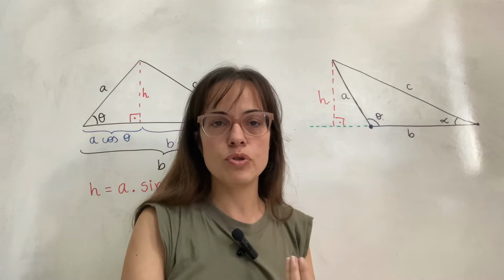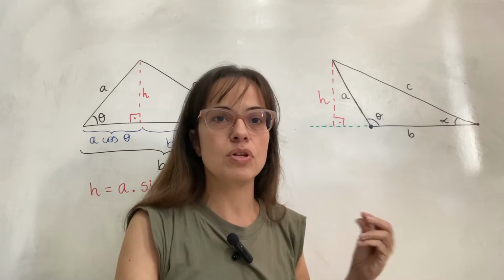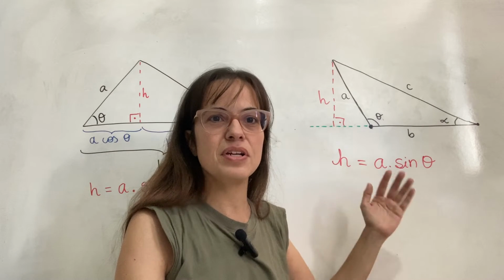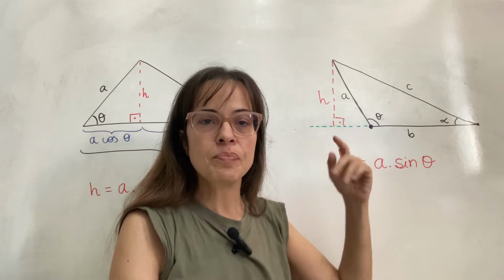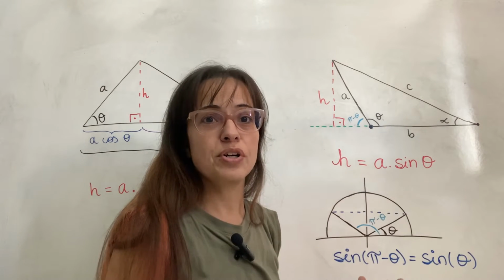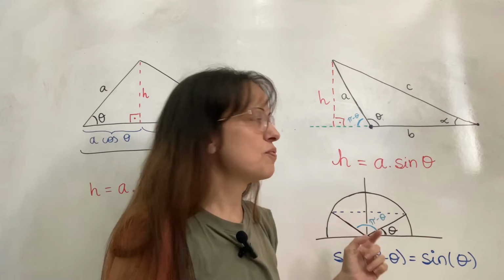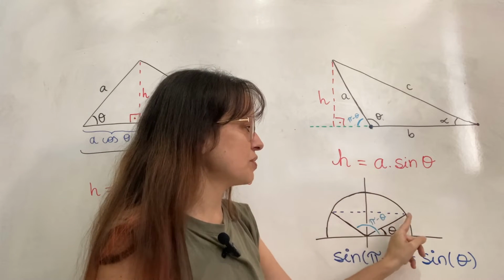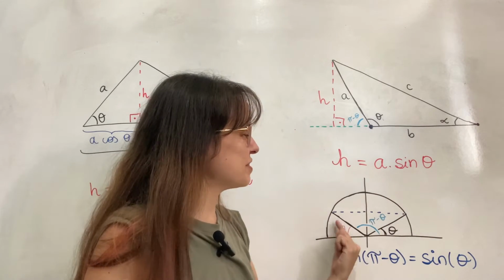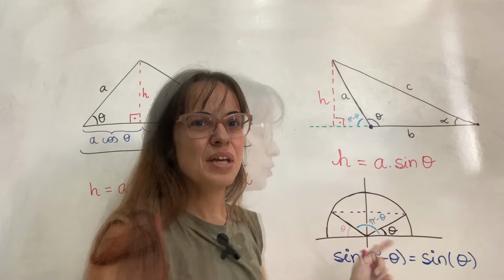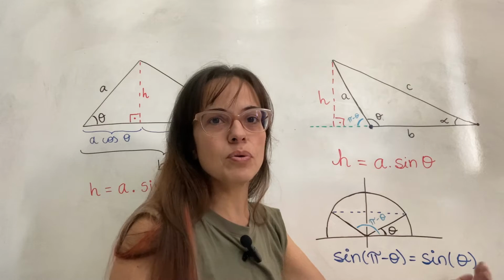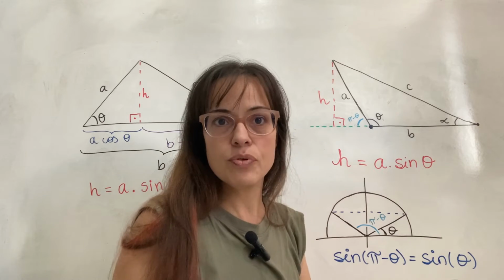And this is also going to lead us to a times b times sine of theta over 2, because this height is still a times sine of theta as a projection over here. But in order to see it in this triangle, you actually need to be aware of the unit circle and the fact that the sine, which is the vertical coordinate of these points here, so there is a symmetry here, right? Because this theta is the same as that theta over there, which means that the sine of the angle pi minus theta is equal to the sine of the angle theta, and that is valid for every angle.